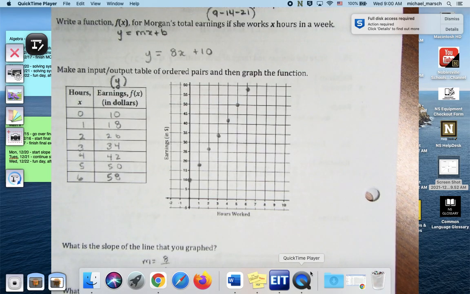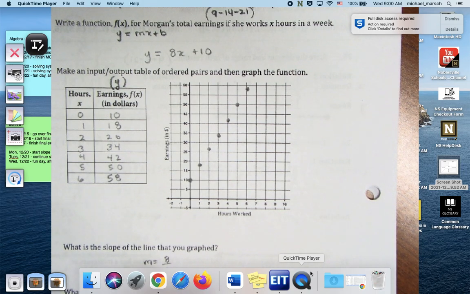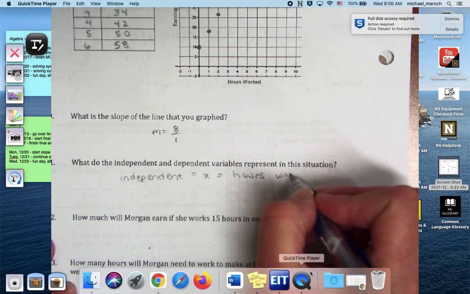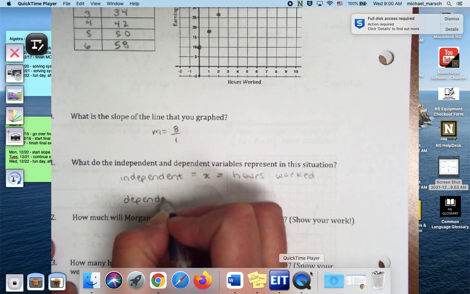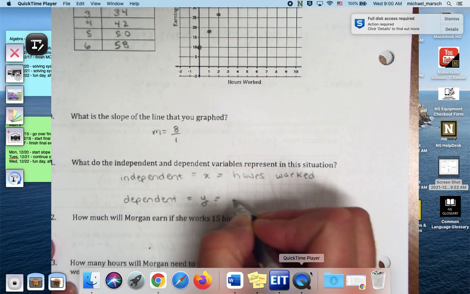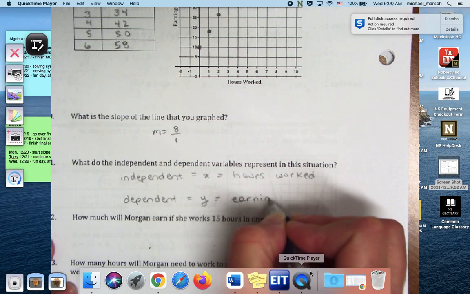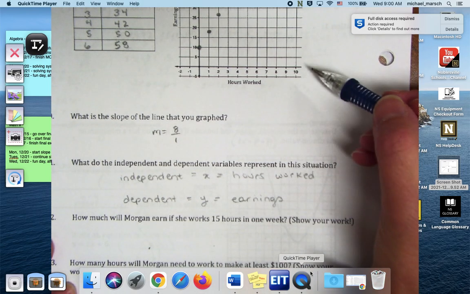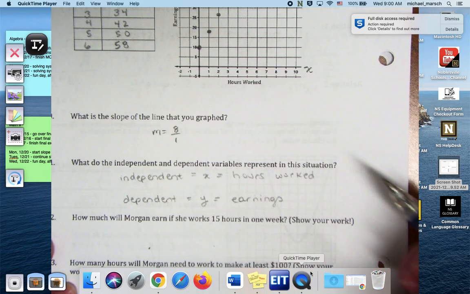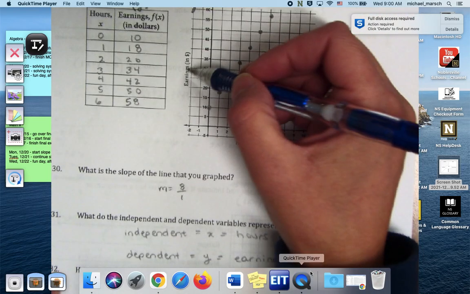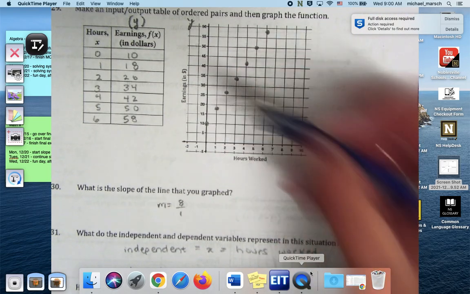What do the independent and dependent variables represent? Well, independent equals x, which equals hours worked. Dependent equals y, which equals earnings. And if you're not sure how I got that, x-axis gives me the independent, gives me the title right here. Y-axis gives me the dependent, and the title is right there.